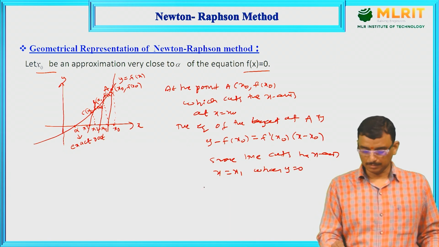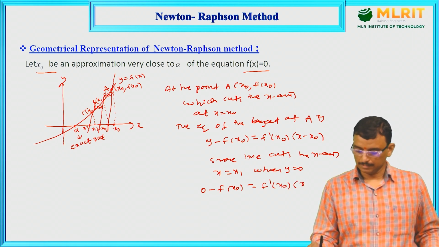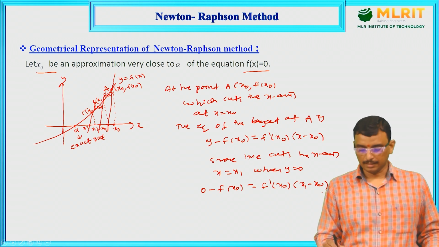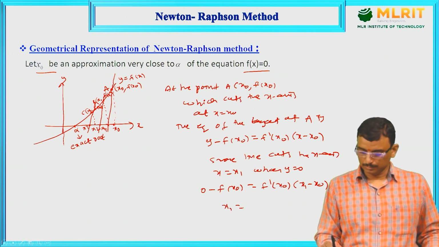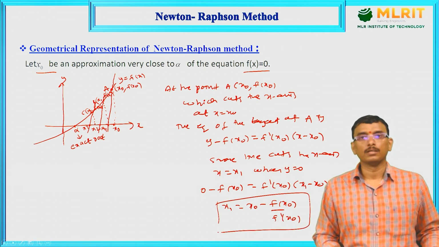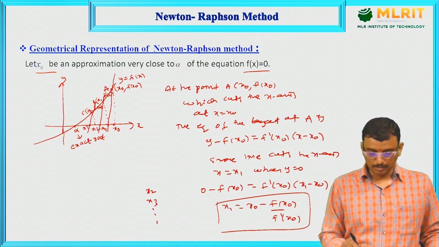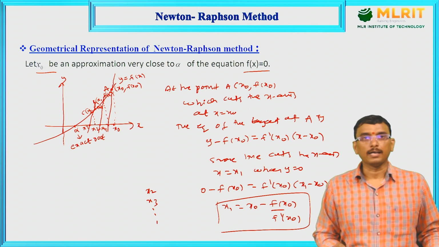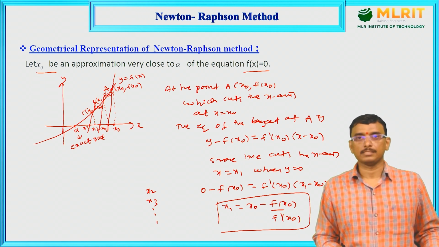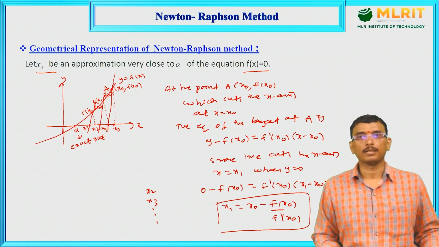So y is equal to 0, substitute here. So minus f of x naught is equal to f dash of x naught, and this x is replaced with x1, so x1 minus x naught. Now we can write this as x1 is equal to x naught minus f of x naught by f dash of x naught. So this is the first approximation root. So similarly we can find the next approximation roots x2, x3 and so on, which are nearer to the exact root of the equation f of x is equal to 0. So this is the geometrical representation of Newton-Raphson method.